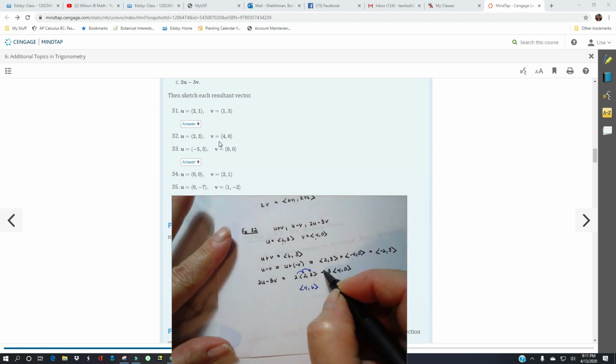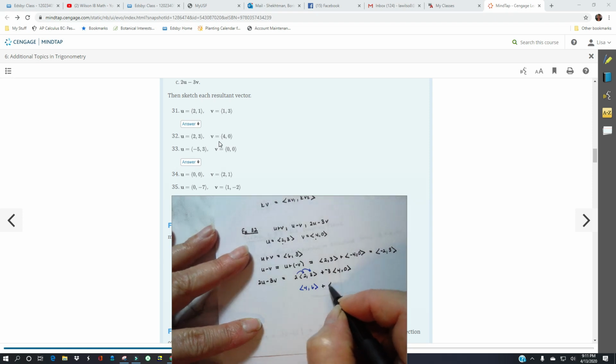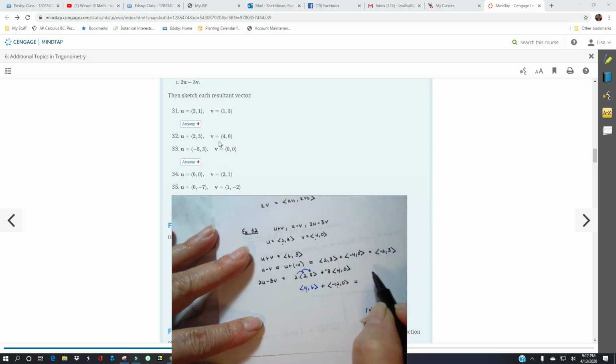Now you can change this to a plus and make that a minus if you want. So I've got plus negative 12, 0. Again, I'm doing negative 3 times 4 is negative 12, negative 3 times 0 is 0. And now I've just got to combine the components. A positive 4 and a negative 12, the signs are different, so you subtract and keep the sign of the bigger number. So we're going to have a negative 8 and 6 plus a 0 is 6. And you're done.